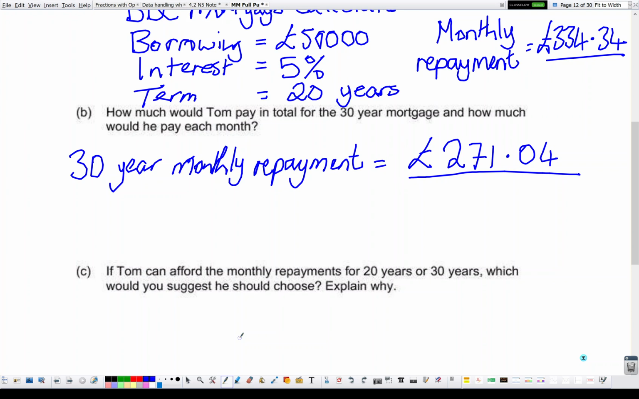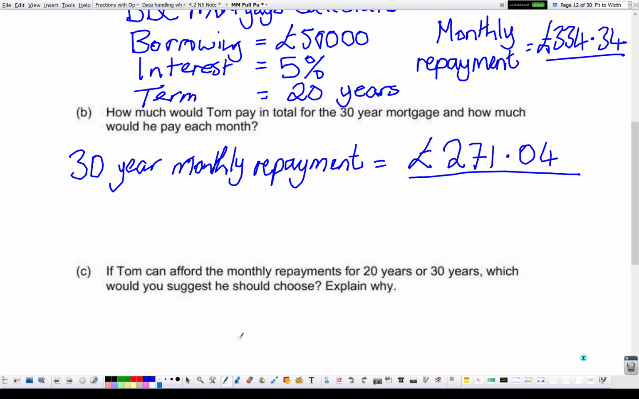Right, so put a comment in just now then, in our chat. Which do you think he should choose, and give me a reason why. So Jay said 30 years, the 30 option, because it's less every month. Okay, and that is correct. That is less. It's £271 a month rather than £334 a month.